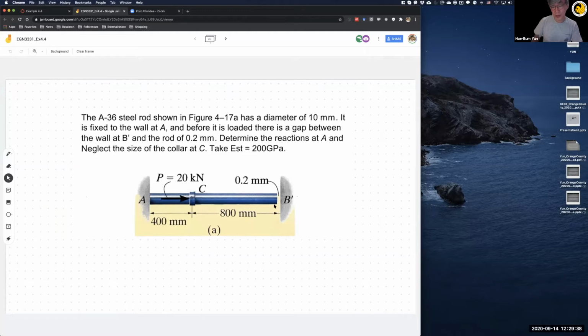And very interestingly, we have an opposite wall at B prime. This rod has a gap between the end of the rod and this wall of about 0.2 millimeter.